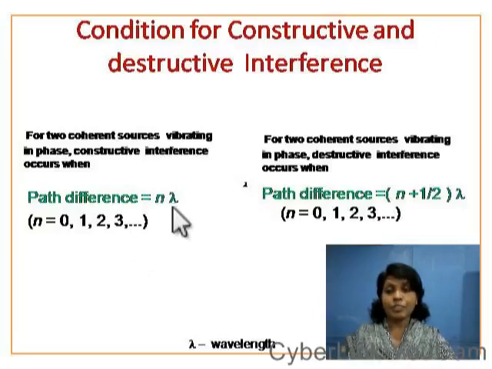at all positions where the waves, when they interfere, satisfy this condition, those positions will have constructive interference. And at all positions on the screen at which the path difference of the two waves is (n + 1/2) lambda, mathematically, where n is equal to 0, 1, 2, 3, etc., they interfere destructively.